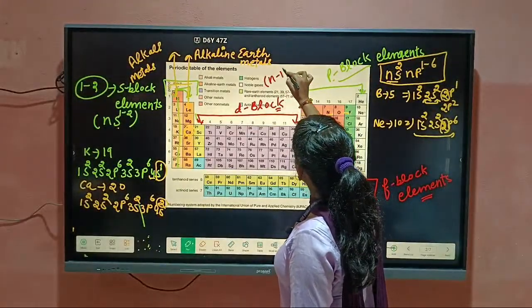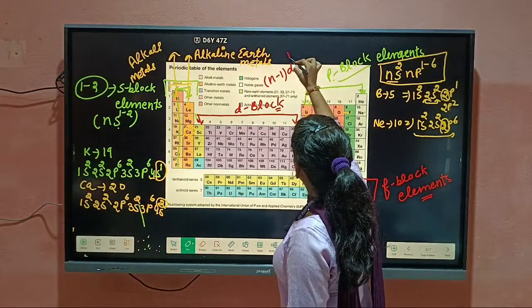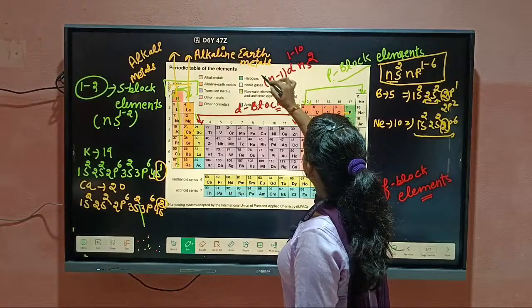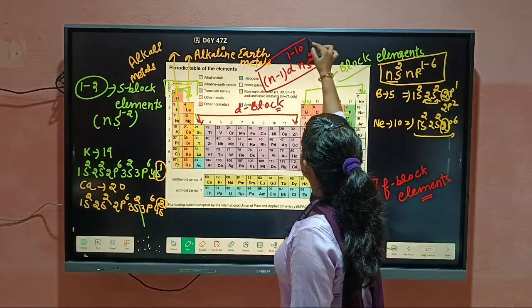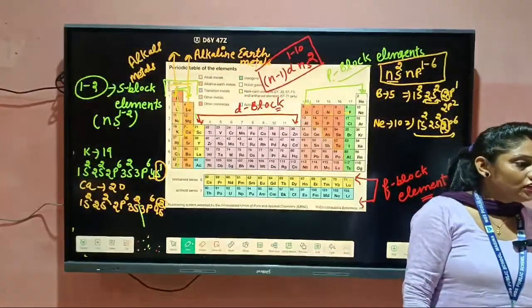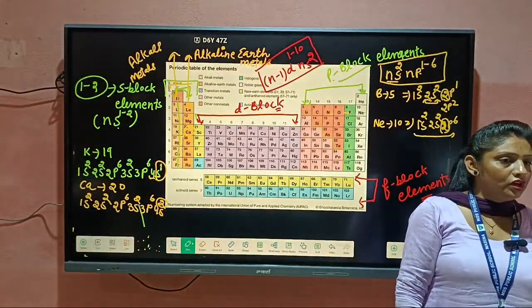(n-1)d 1 to 10, ns2. This will be the general configuration for D block elements.